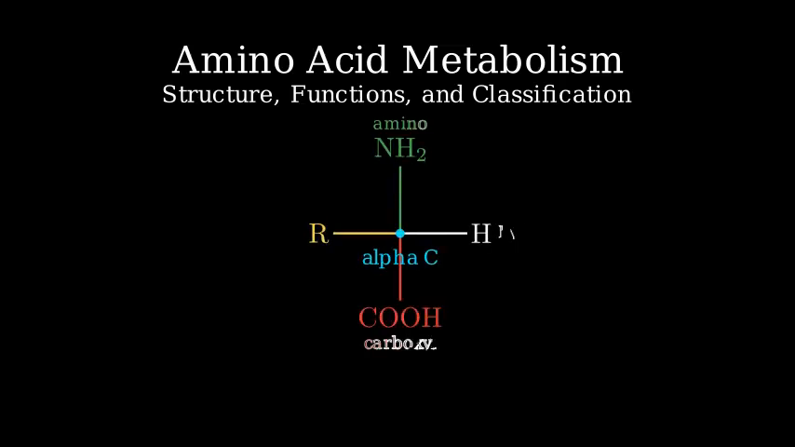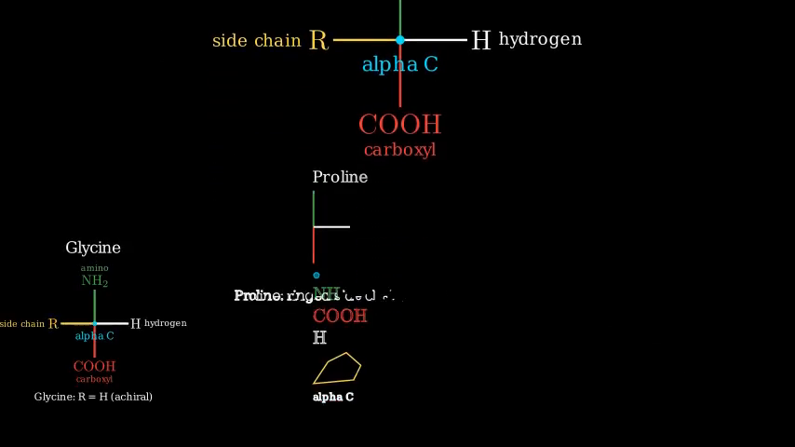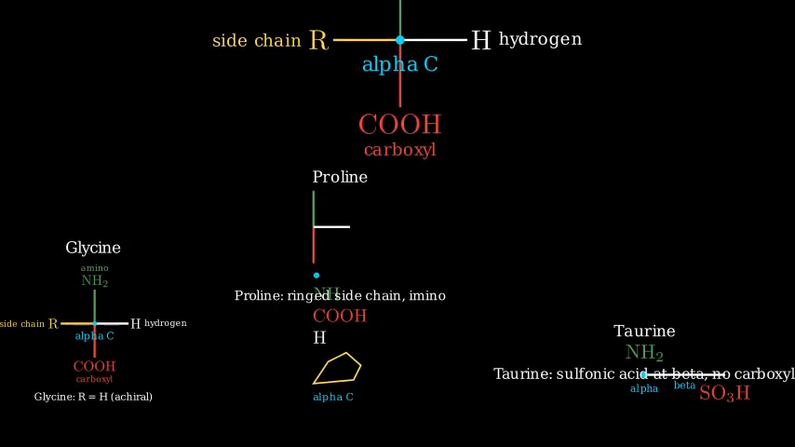At the core, an alpha amino acid has an amino group, a carboxyl group, a hydrogen, and a variable side chain all attached to the same carbon, the alpha carbon. The general formula reads NH2-CHR-COOH. Glycine is the simplest example. The side chain is just hydrogen, so there is no asymmetry.